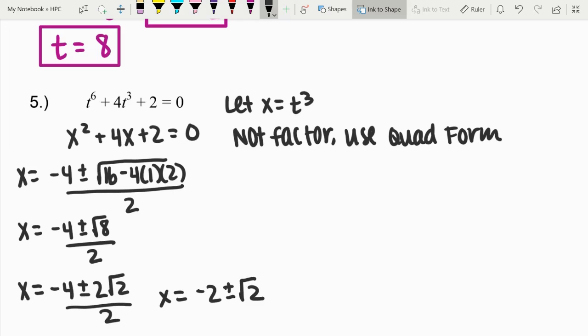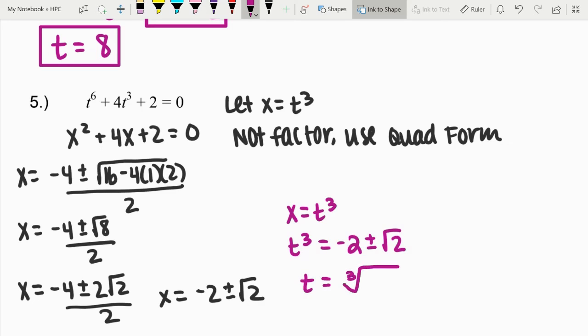Right? But now we have to substitute back in. So we had that x was equal to t to the 3rd power. So I have t cubed is equal to negative 2 plus or minus the square root of 2. So now I have to take the cube root of both sides. So I'm going to have t is equal to the cube root of negative 2 plus or minus the square root of 2.